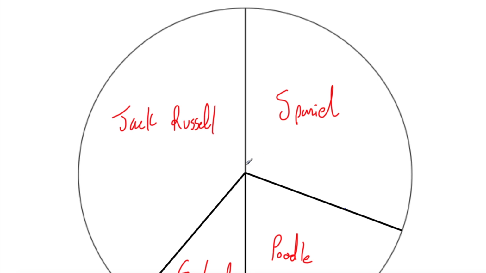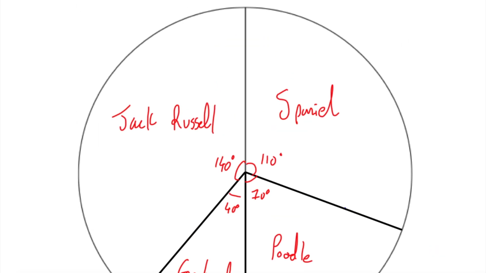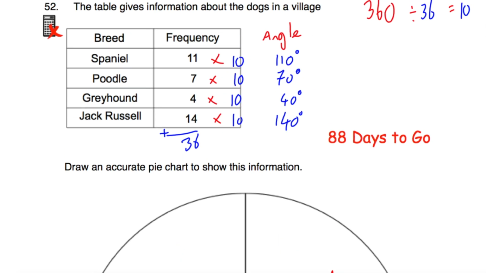And that's it. And if you wanted to, you could put the angles in: 110 degrees, 70 degrees, 40 degrees, and 140 degrees. You don't need to. I just do it sometimes to remind myself of what each of the angles were. And you've got each of your sectors and you've labelled them. So that's it. That's your pie chart. Well done. Okay, our next question, question number 53.